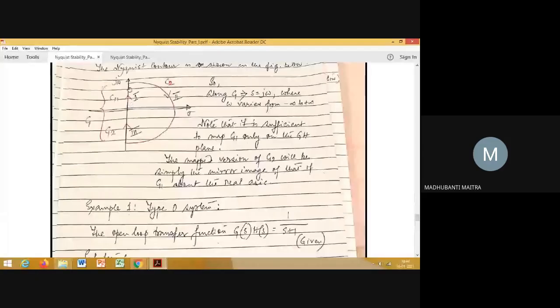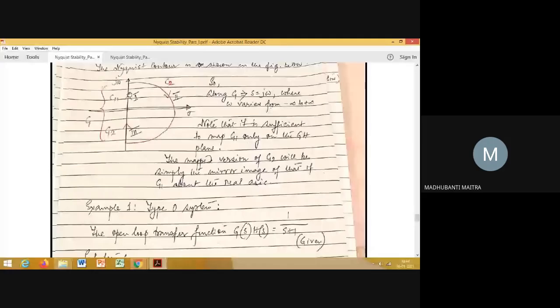As I said, we'll only map C11. This path can be broken into two parts. One is C11, the other one is C12. Generally, we denote this path as path 1, this one is path 2, and this one is path 3. So the mapped version of path 3 will be simply the mirror image of the mapped version of path 1 on the GH plane. So it's sufficient to map C11 only on the GH plane. The mapped version of C12 will be simply the mirror image of that of C11 about the real axis.